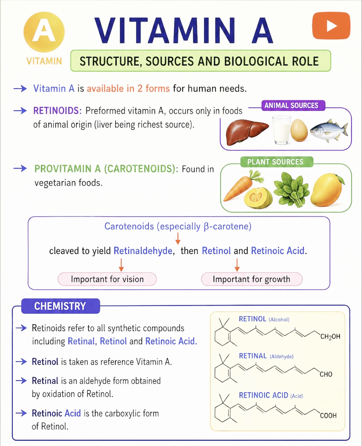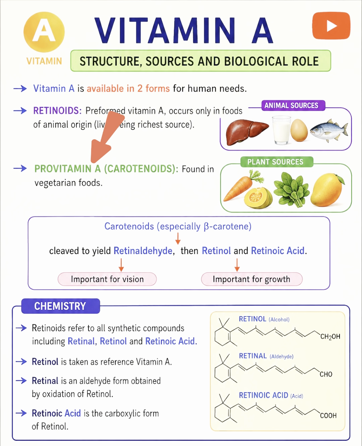Starting with vitamin A topic. So vitamin A is available in two forms for human needs. First is retinoids. These are preformed vitamins which occur only in foods of animal origin. So liver is the richest source.